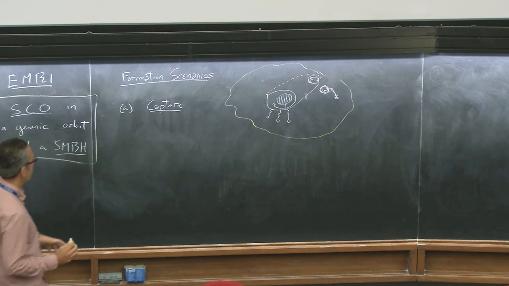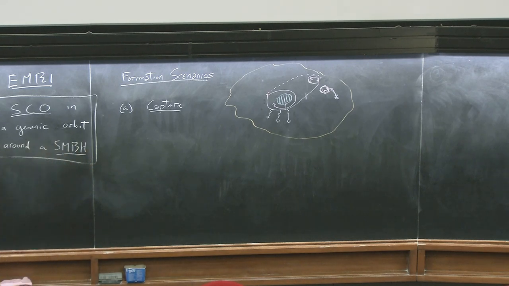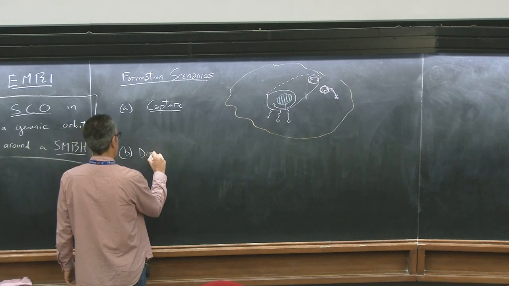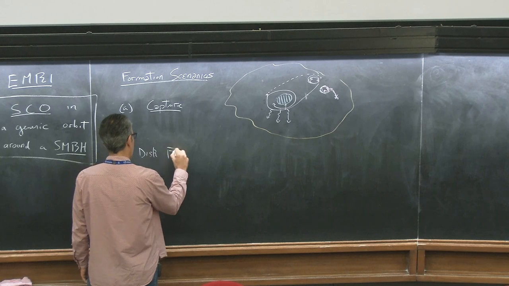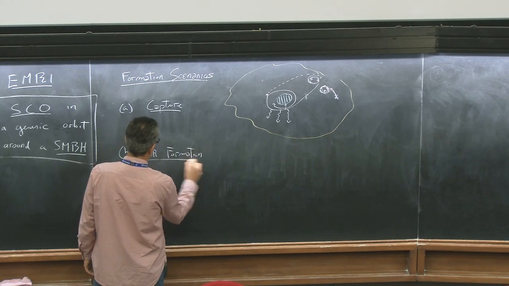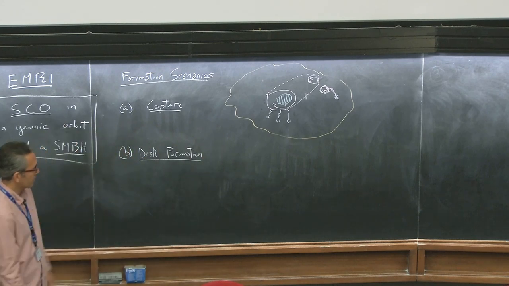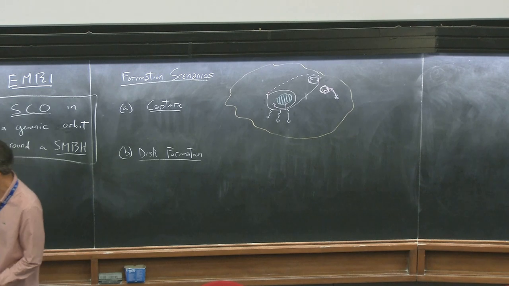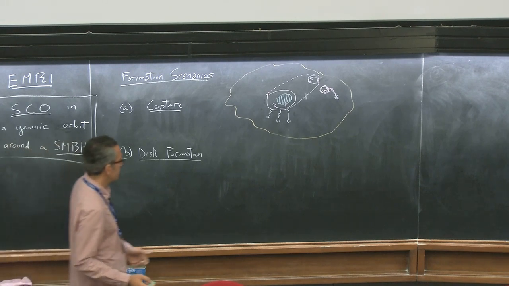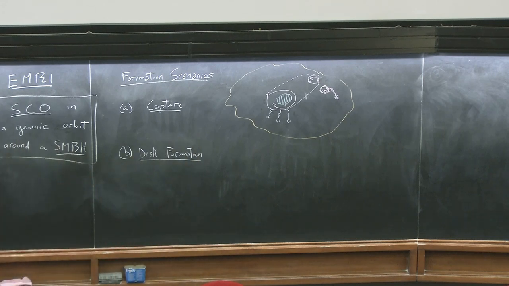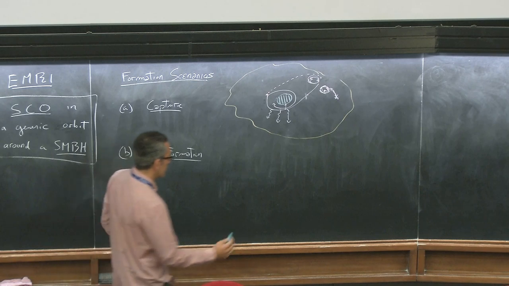Another formation scenario is, what did I call this one? Disk formation. This one is less likely than that one, but let's describe it anyways. Okay, so in the idea of disk formation, you have your supermassive black hole, which again is blue.